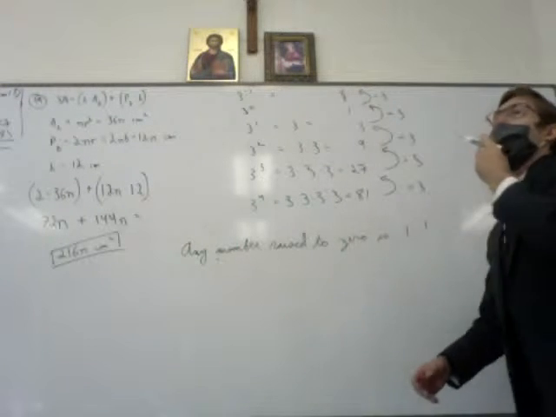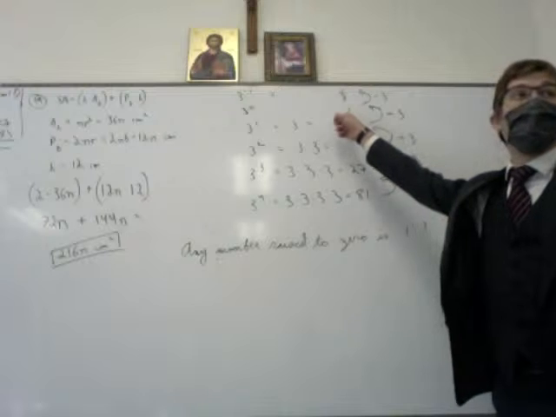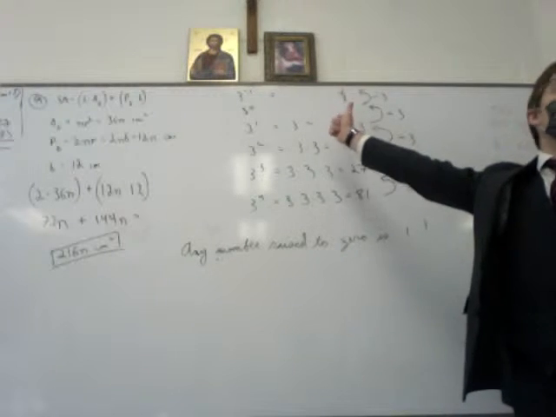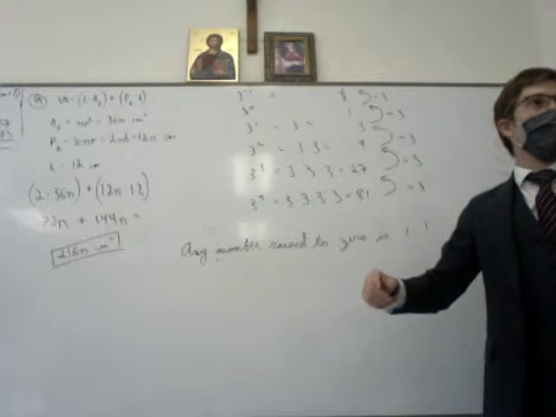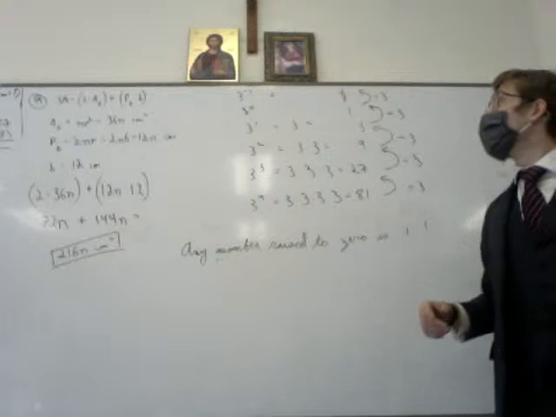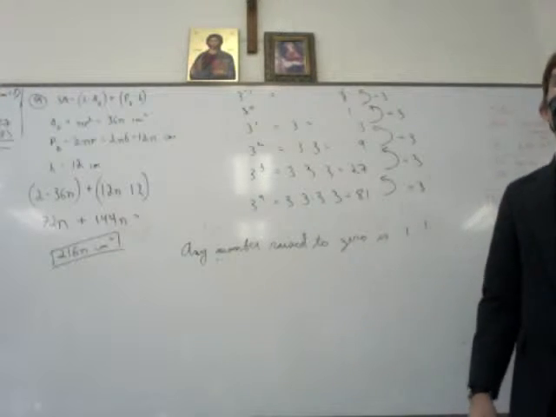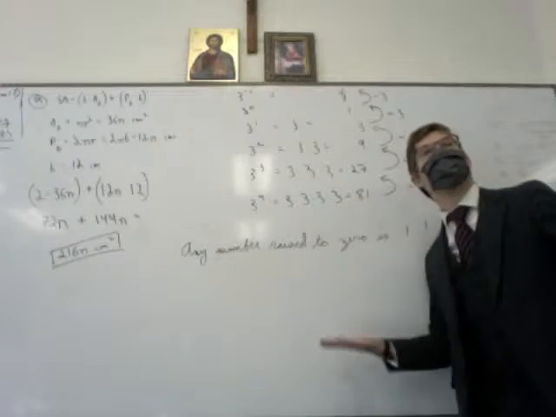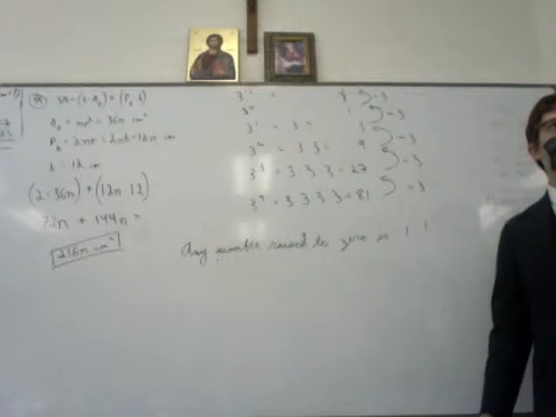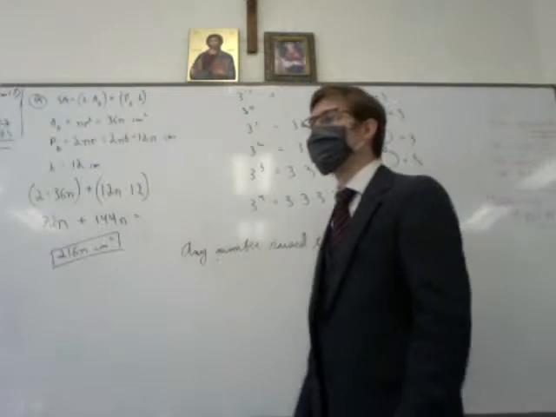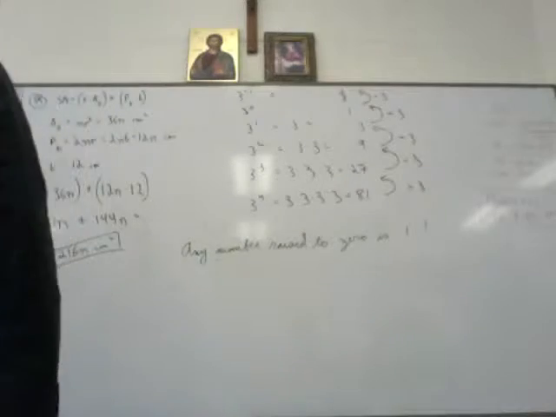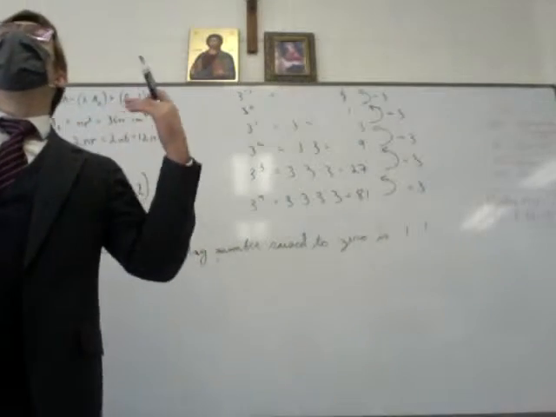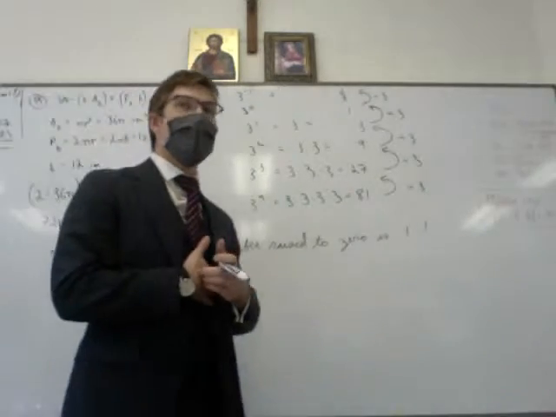So 3 to the 0 is 1. To get to 3 to the negative 1, we divide by 3 again. We get 1/3. What if we keep going? What if I want 3 to the negative 2? Yes, 1/9. We divide by 3 again. What's 1/3 divided by 3? It's 1/9. Then 1/27th, 1/81st, etc.